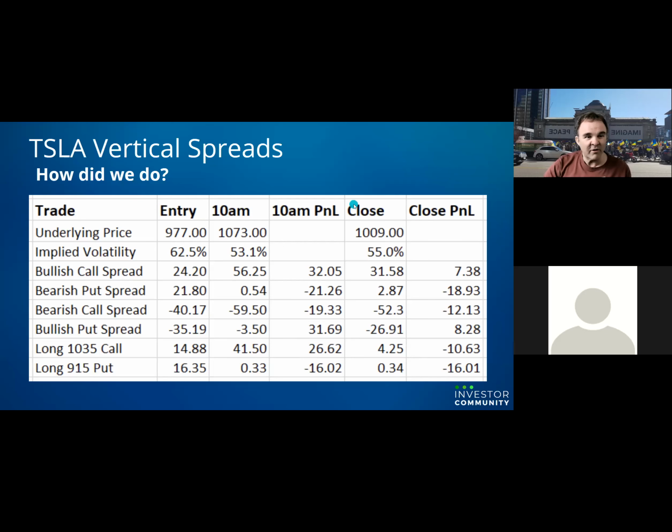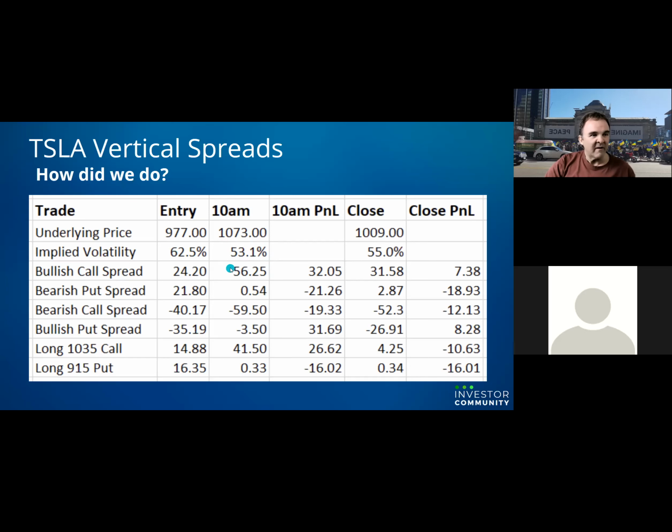And we can also see at the close, our implied volatility went down to 55%. Stock price was at 1,009. So it went up, and we see here at 10 o'clock, right? Stock price was 1,073. So by the close, the stock price was at 1,009. At 10 a.m., the implied volatility was 53.1%.